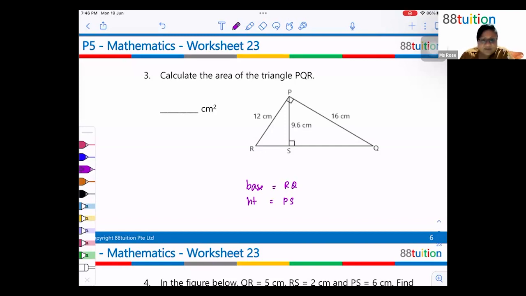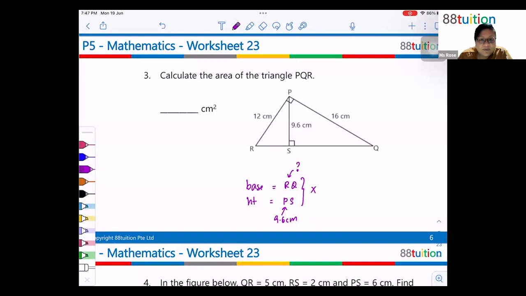But to find the area, can I use this measurement? Can I use the base RQ and height PS? I know PS is 9.6 cm, but I do not know what RQ is, right? Can I use this measurement to find the area? Can or not? Why not? Because I don't know RQ. So I cannot use this.